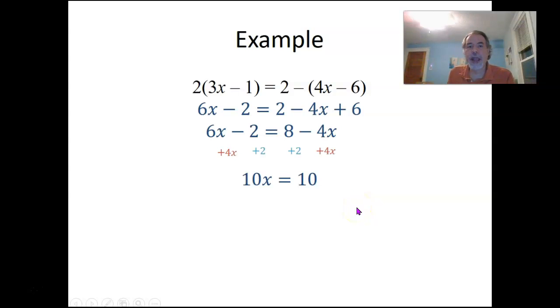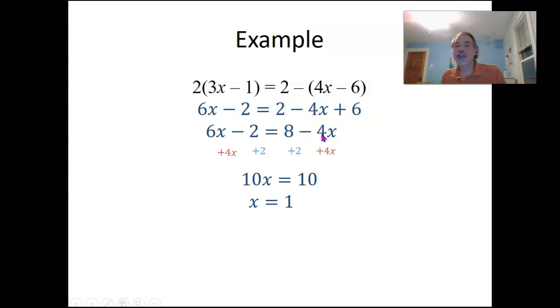So now I'm down to where I have an x term, something times x, equal to a number. Now to go from 10x to just x, I divide both sides by 10. 10x divided by 10 is just x, and 10 divided by 10 is just 1. So there's my solution, x equals 1. Now, if you have done everything correctly, if you haven't made any mistakes, that should work. That's guaranteed to work if you did everything perfectly.